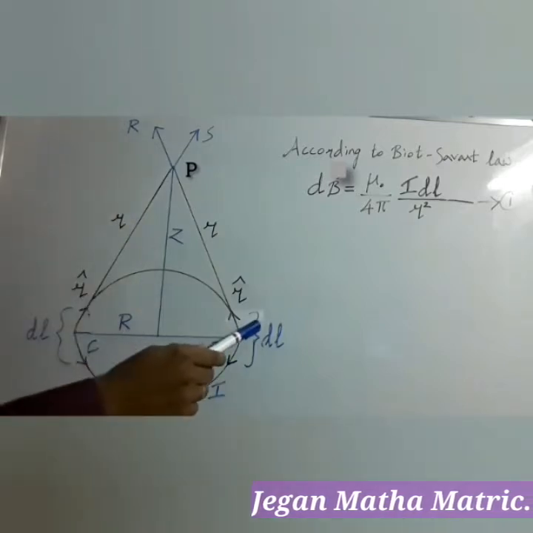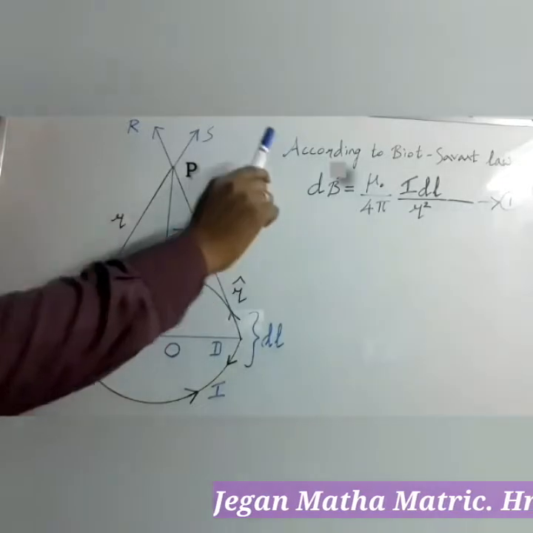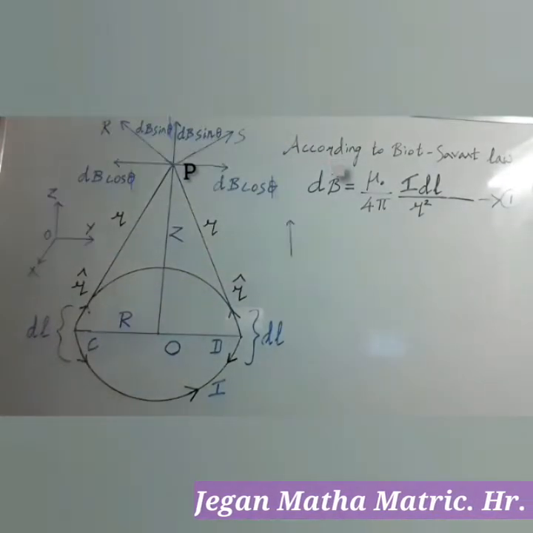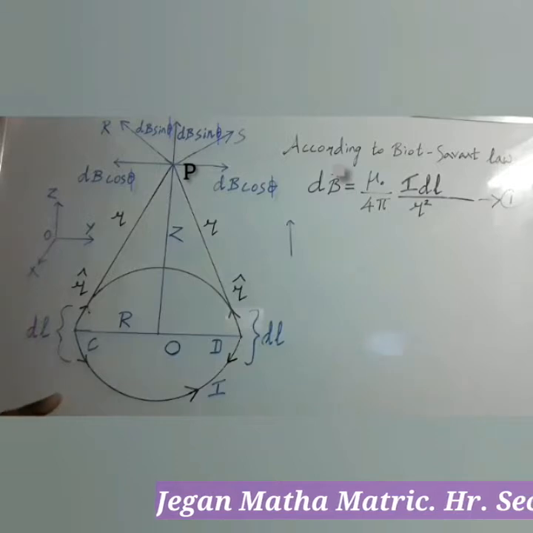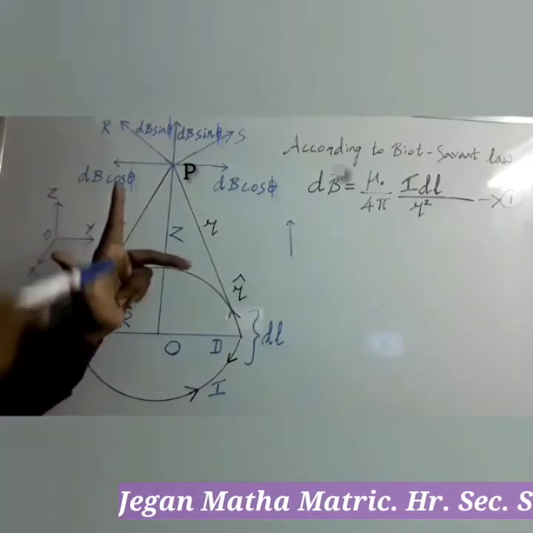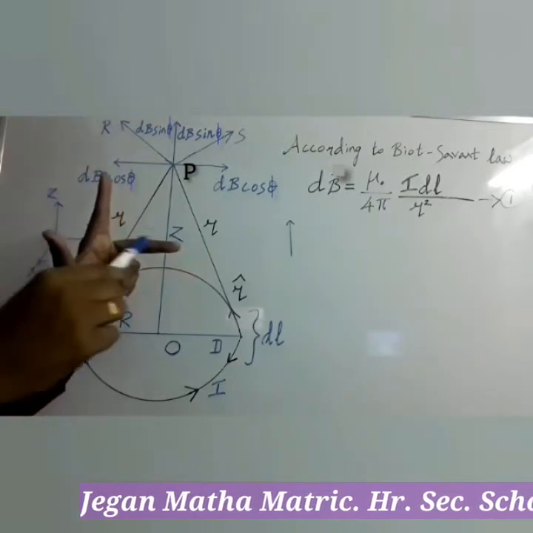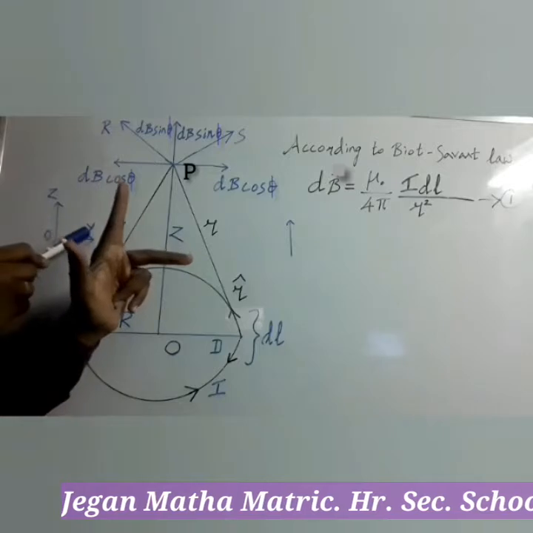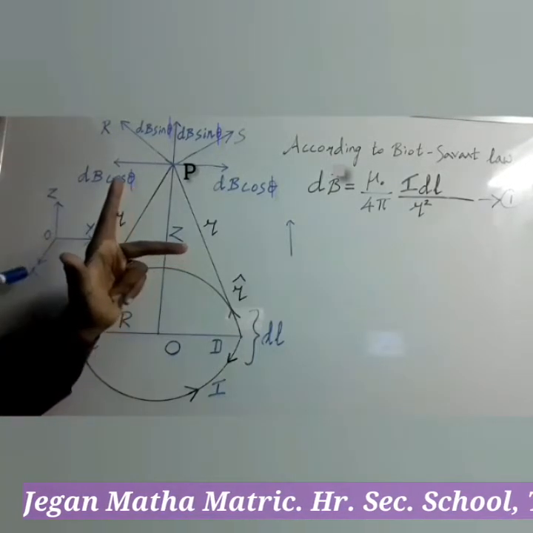The current element at D produces the magnetic field in a clockwise direction, and it acts along PS. To find the direction, let us take the frame of reference which is given in your book. Keep your fingers like this: forefinger shows the Z axis, middle finger shows the Y axis, and thumb shows the X axis.